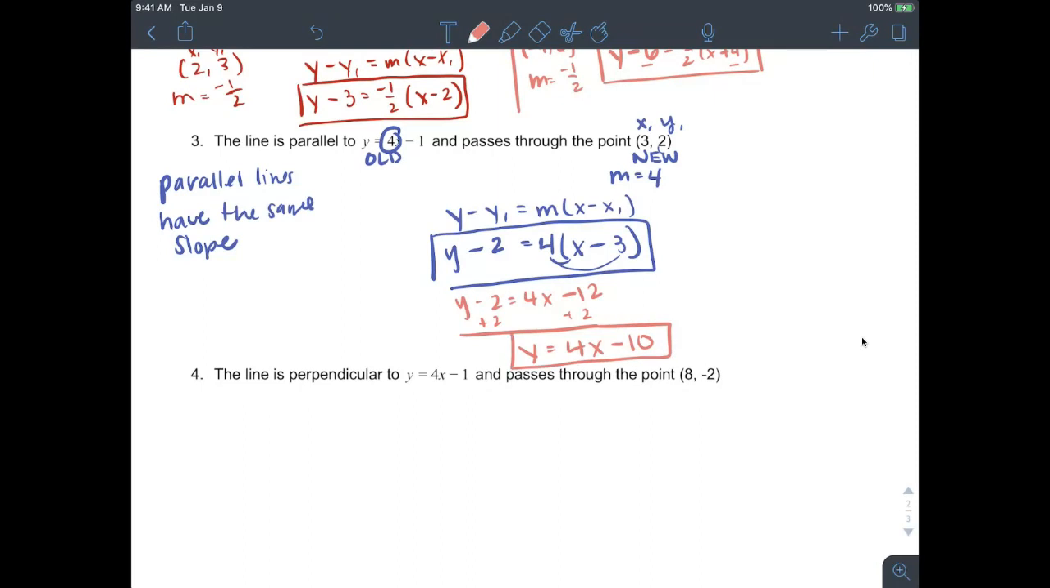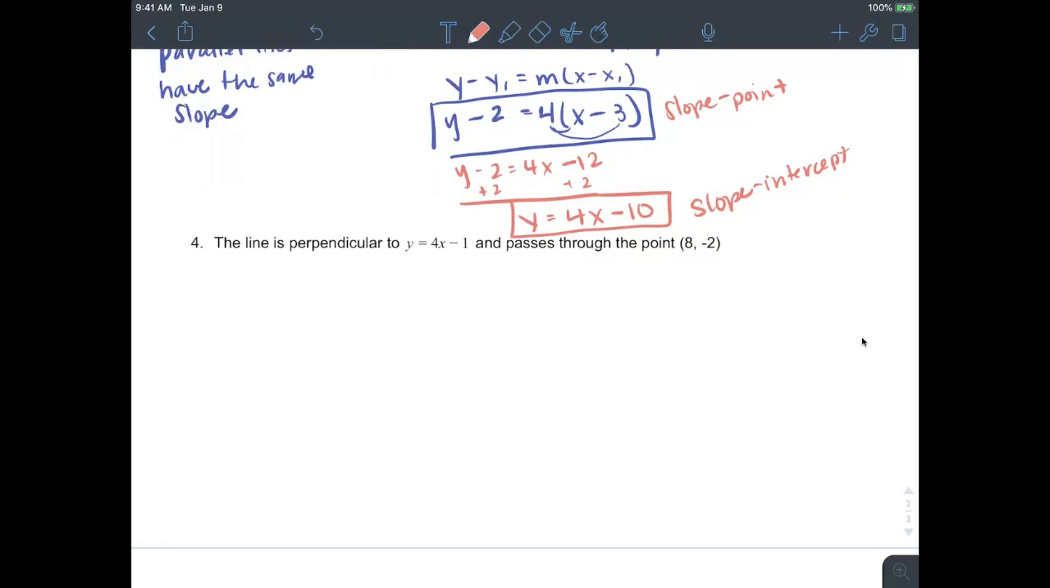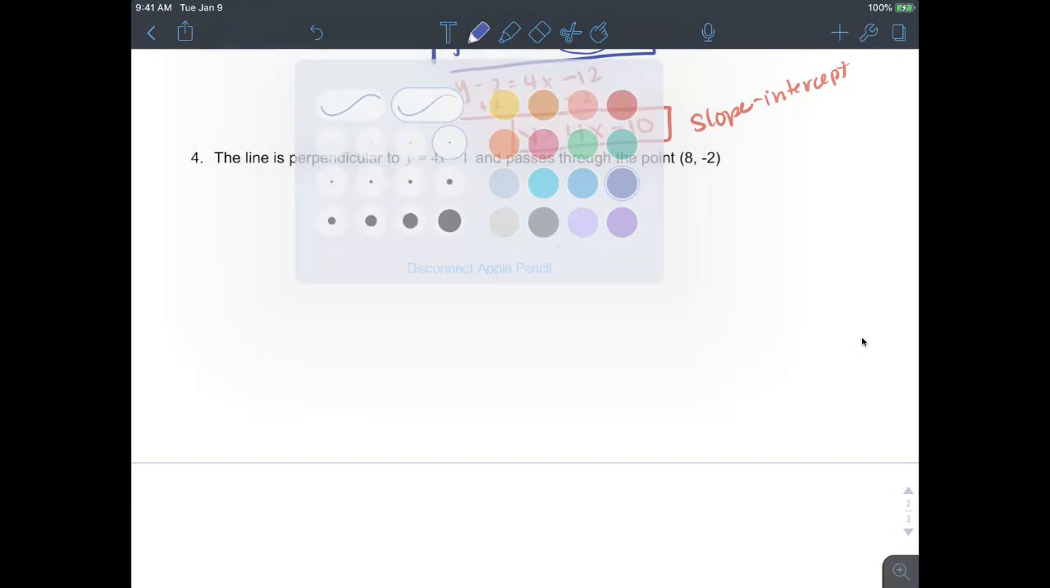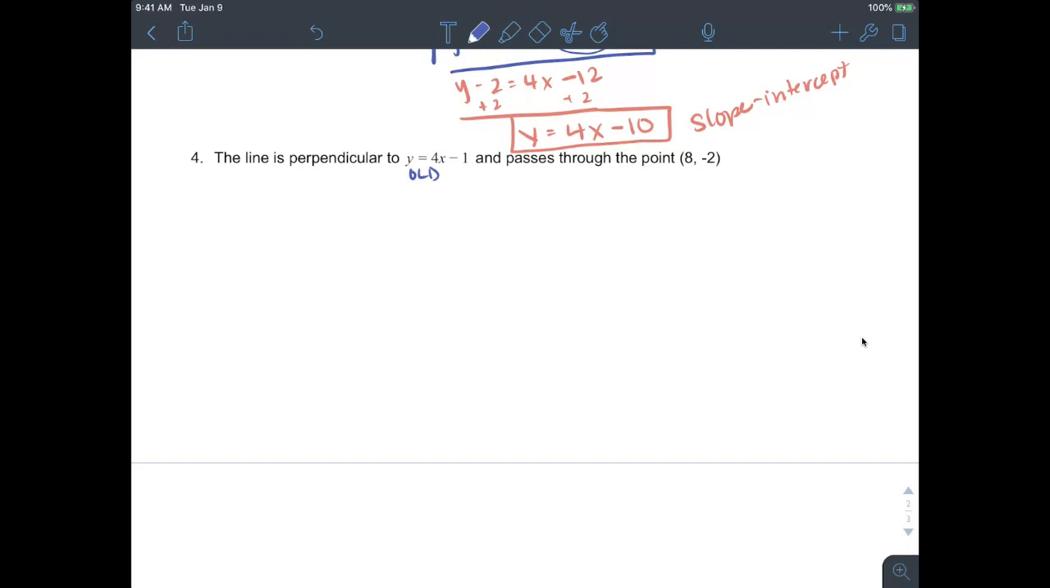So slope intercept, point slope, both are okay. All right, what do we know about perpendicular lines? Again, this is going to be our old line and our new point. We also need a slope for our new line.